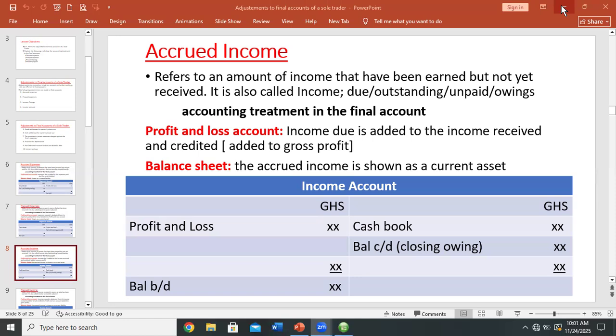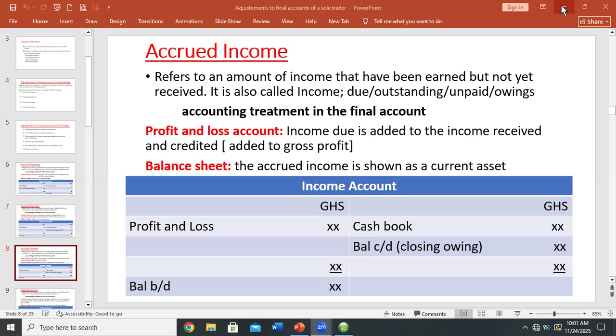These things are done based on the accounting concept or principle called the accrual principle, which says that expenses, immediately you incur them, whether you have paid or not, should be part of your profit determination. Likewise, if you earn an income, whether you have received it or not, it should be part of your profit or loss determination.